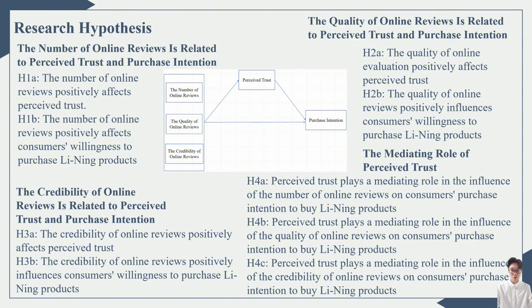The specific hypotheses can be classified into three categories. First, the quantity, quality, and credibility of online reviews respectively have a positive impact on perceived trust, namely H1A, H2A, and H3A. Secondly, these three online review features respectively have a positive impact on the purchase intention, namely H1B, H2B, and H3B. Thirdly, perceived trust plays a mediating role respectively between the quantity, quality, credibility of online reviews and the purchase intention, namely H4A, H4B, and H4C.